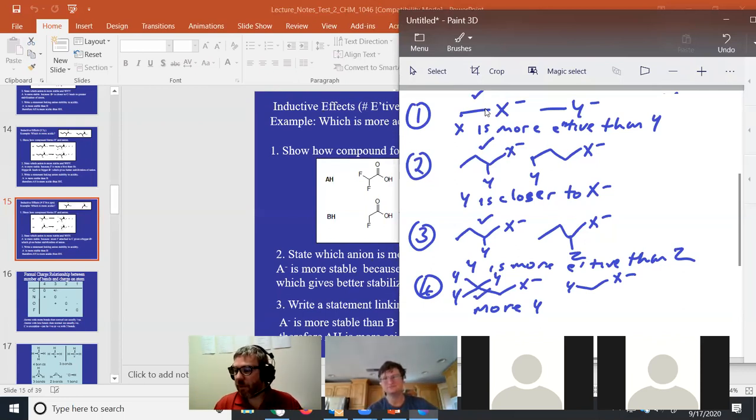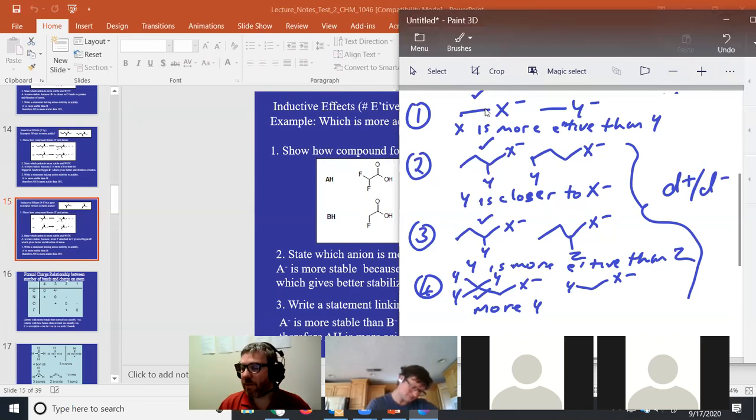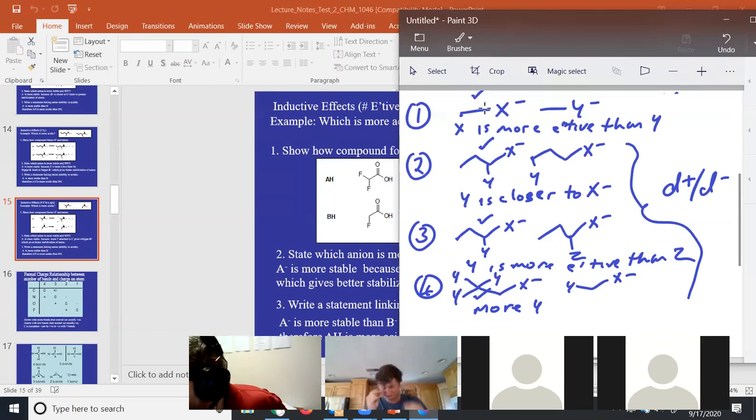So I want you to notice that in the cases of 2, 3, and 4, the explanation is definitely going to involve delta pluses and delta minuses, whereas with the top one, where the negative charge is on completely different atoms, we don't use delta plus or delta minus to make any real headway with the explanation. So I'll just go ahead and put the delta pluses and delta minuses in here.